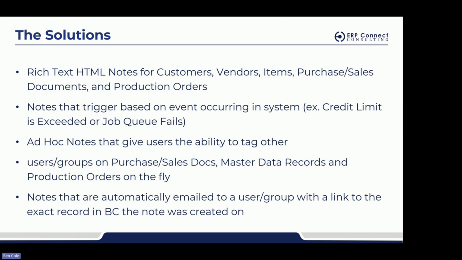This next one, users and groups on purchase and sales documents, master data records, and production orders on the fly. We'll talk about how that works again in the demo throughout today. And then finally, before our last slide, notes that are automatically emailed to a user or group with a link to the exact record in Business Central that the note was created on. So think of this, we're creating an ad hoc note, Ben gets the email, and I can actually click a link in that email, which will bring you back to that exact transaction within Business Central.